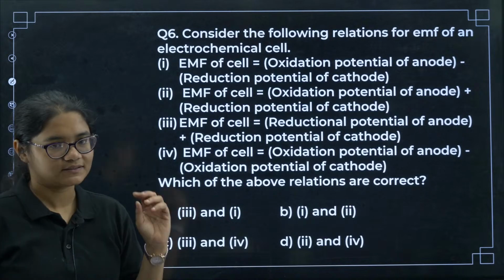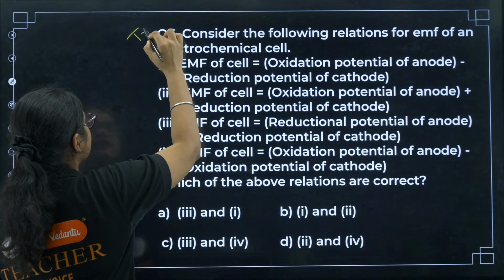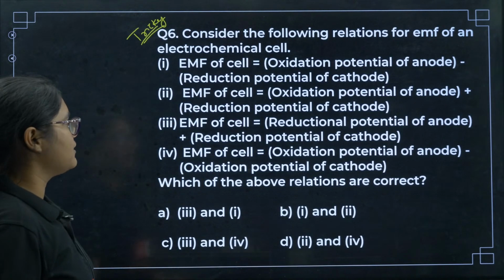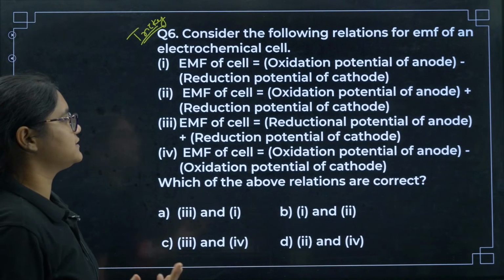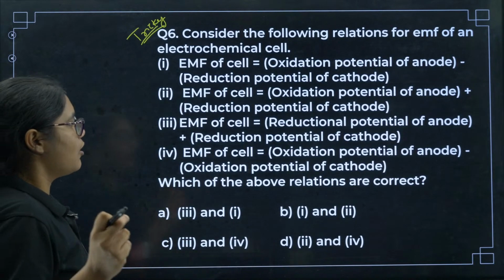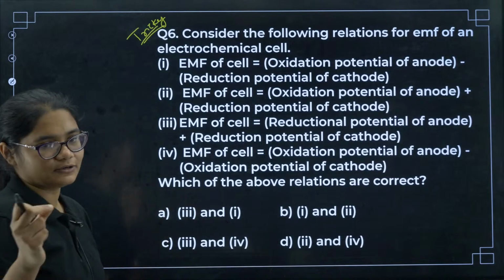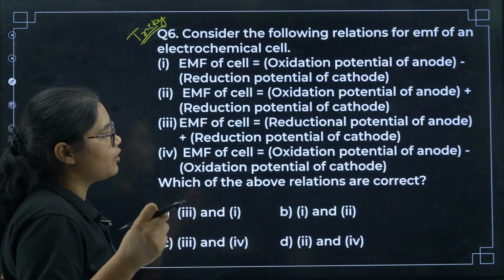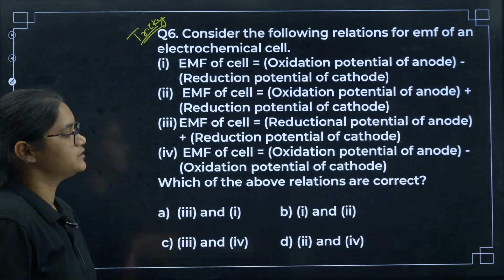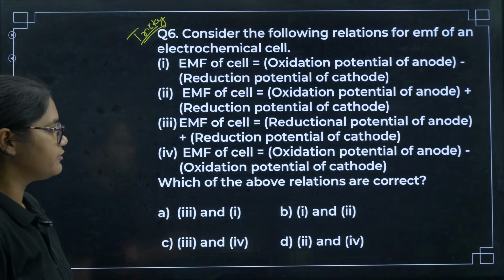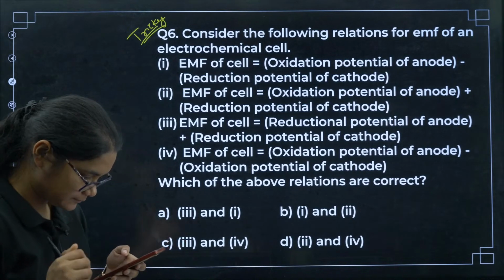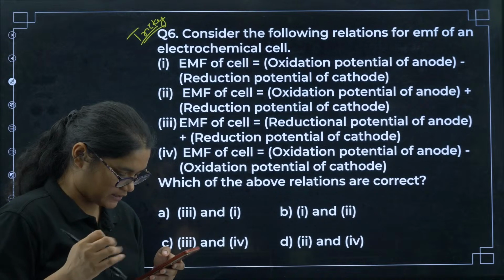A little lengthy question, but yes, a very good question. I can say this question is really tricky. Consider the following reactions for the EMF of the electrochemical cell. EMF of the cell is equal to oxidation potential of anode minus reduction potential of cathode; oxidation potential of anode plus reduction potential of cathode; reduction potential of anode plus reduction potential of cathode; oxidation potential of anode minus oxidation potential of cathode. Which of the above relations are correct? Yes, this is a tricky question.